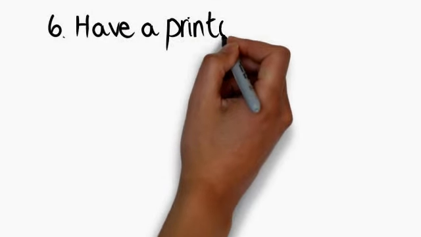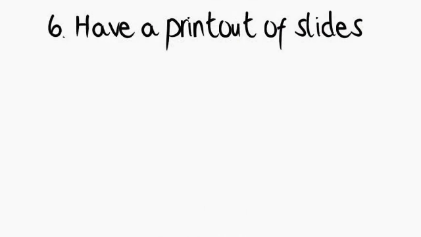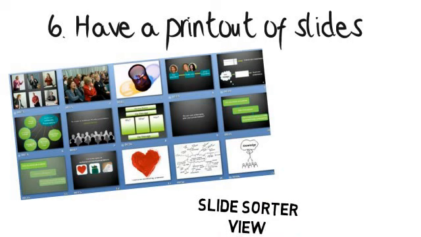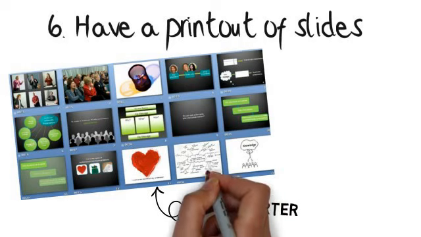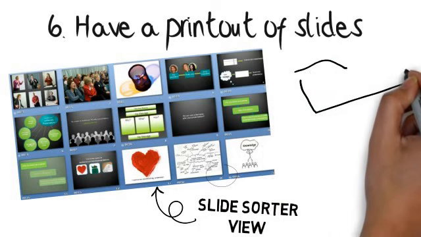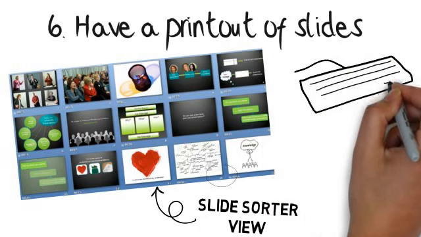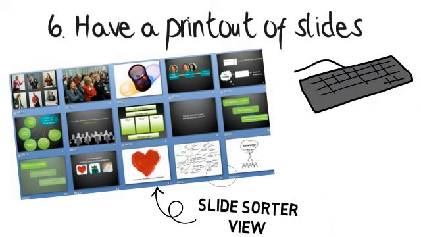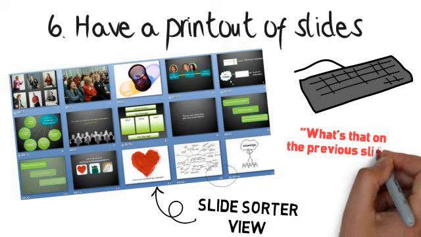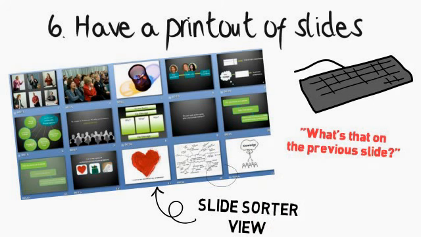Number 6. Have a printout of slides. This is good advice for face-to-face presentations too. You can make a printout of your presentation by doing a screenshot of the slide sorter view. This is better than printing out your slides in the handout option because the slide numbers are shown next to each slide. That means that you can jump between slides by keying the number of the slide and pressing Enter on your keyboard. This can come in useful when an attendee asks you about a previous slide. You will be able to quickly click to it without going through multiple slides.